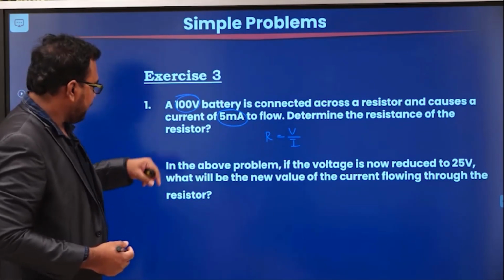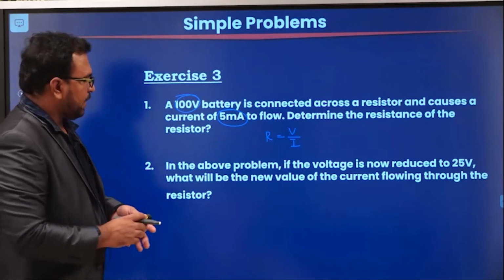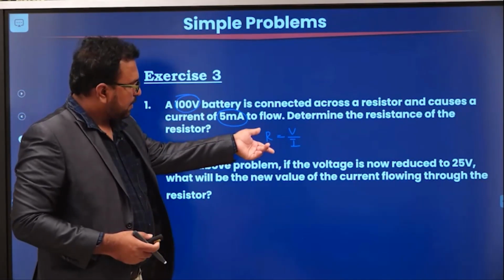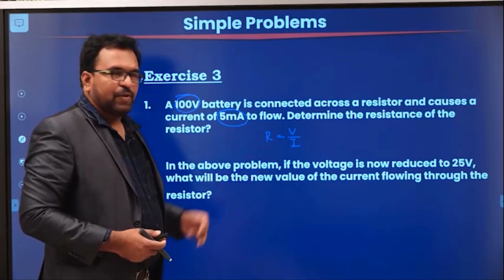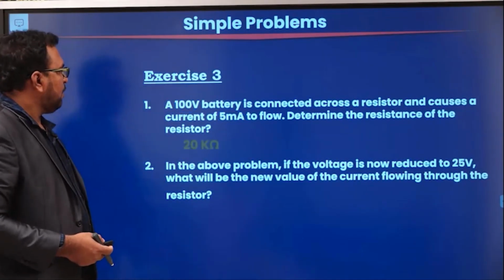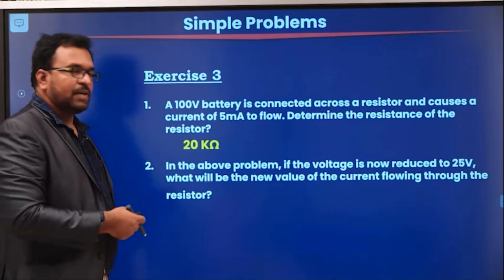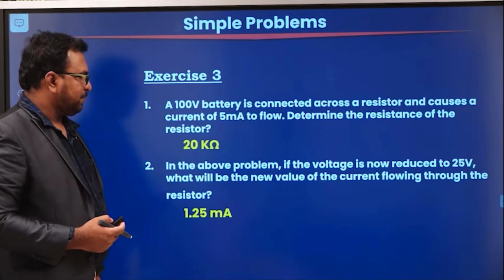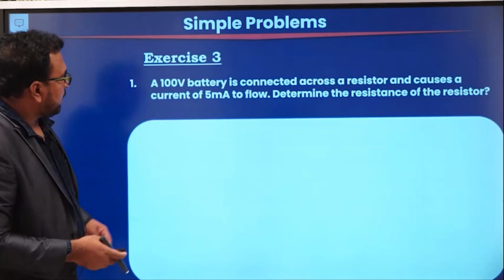In the second case, in the above problem, that means in the first problem, if the voltage is reduced to 25, what is the new value of current? So if voltage becomes 25 and the resistance value is already calculated, now what is the new value of the current he is asking? Okay, you can solve these two. You can verify the answers now. The first one is 20 kilo ohms, second one is 1.25 milliamperes. Okay, so let us solve the first one.